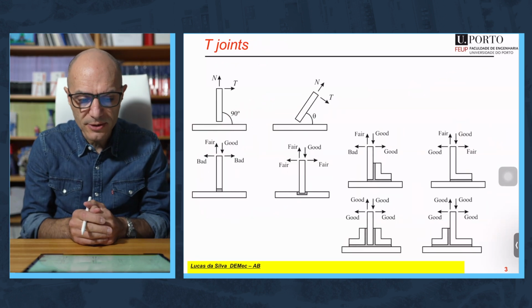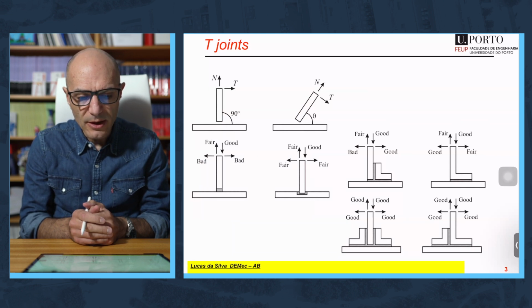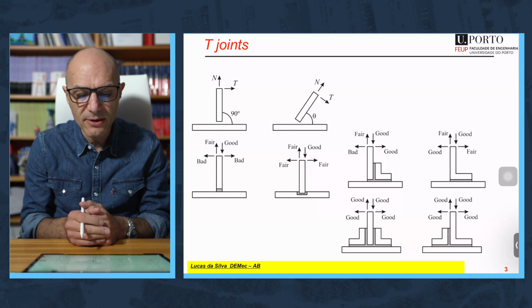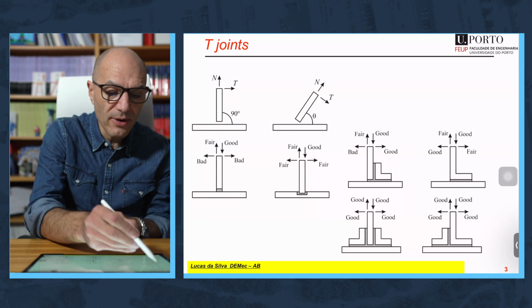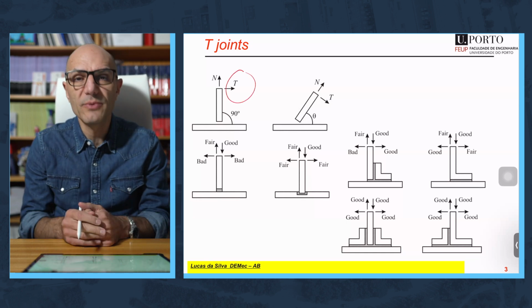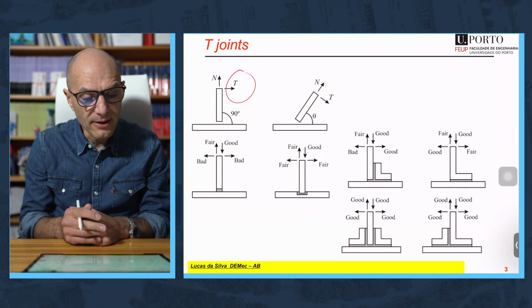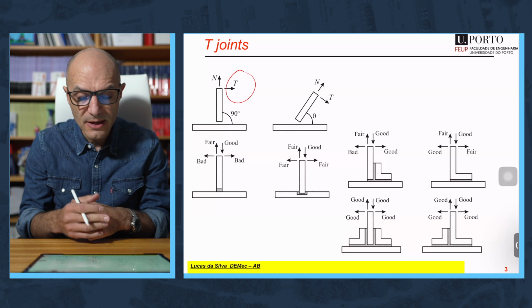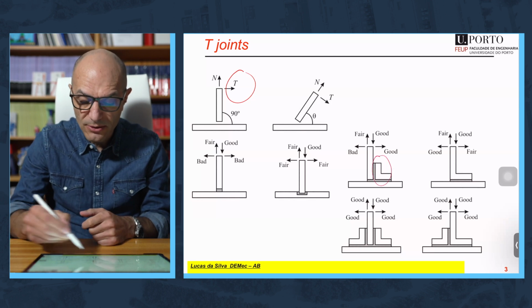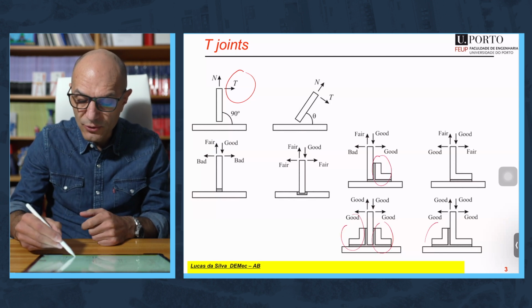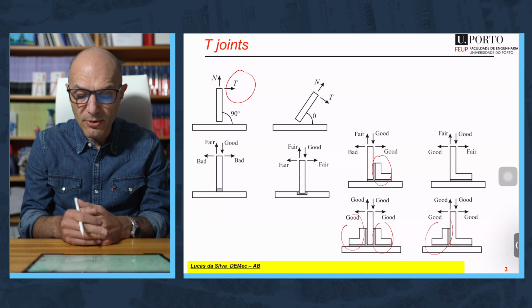About T-joints, it's a bit more complicated for the adhesive, because naturally if you apply this kind of loading, the adhesive will fail at a very low load, because the peel is enormous. But we can use these gussets or reinforcements to reduce the problem of peel.